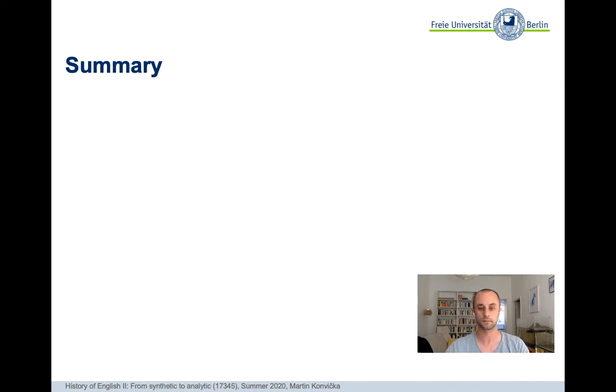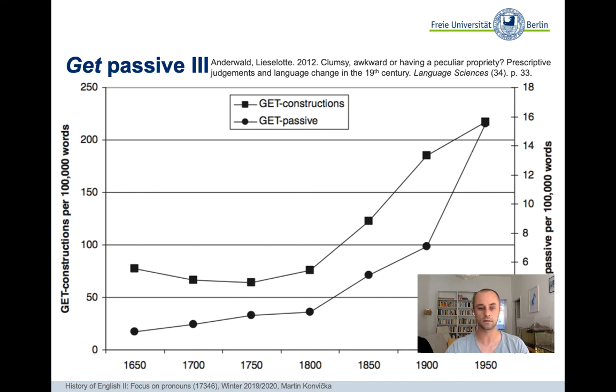Right. So we see it here combined, right? The get passive, with the round dots, is something that rises only more gradually than the general constructions with get, but it also happens during the first half of the 19th century, approximately. Right.